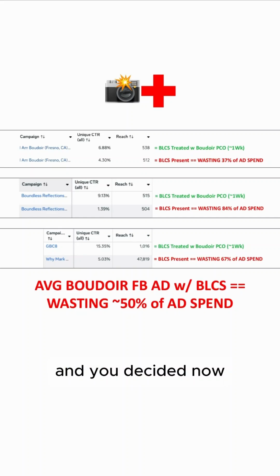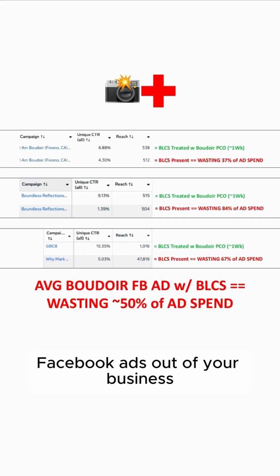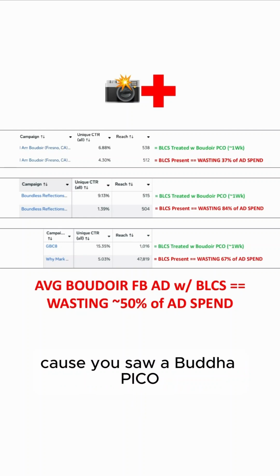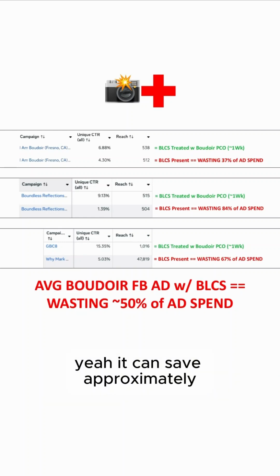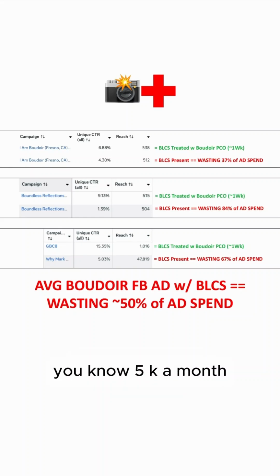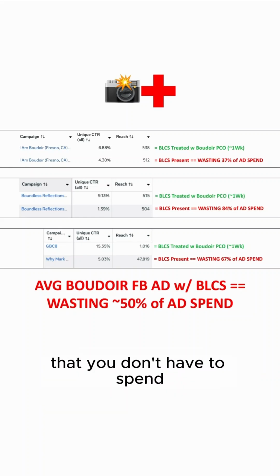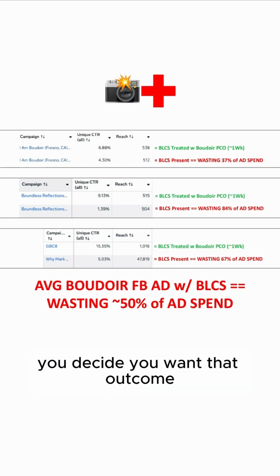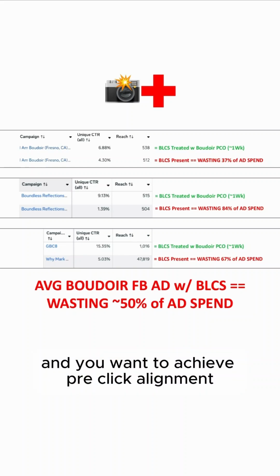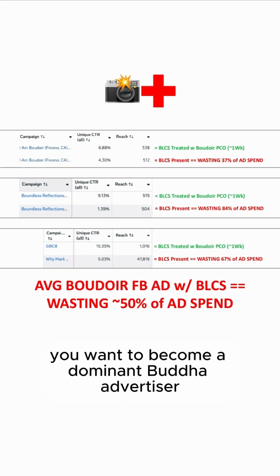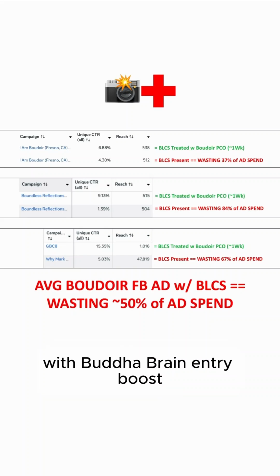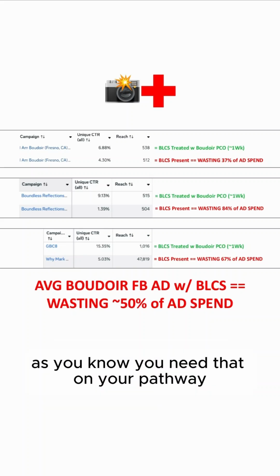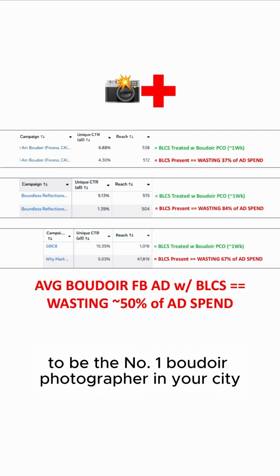And you decided now you're finally ready to optimize the Boudoir Facebook ad side of your business because you saw with Boudoir Pico, yeah, it can save approximately 5K a month. Put that back in your pocket that you don't have to spend, so it's not being wasted. And approximately 60K over the next year. You decide you want that outcome, and you want to achieve pre-click alignment. You want to become a dominant boudoir advertiser with Boudoir Brain Entry Boost. As you know, you need that on your pathway to be the number one boudoir photographer in your city.